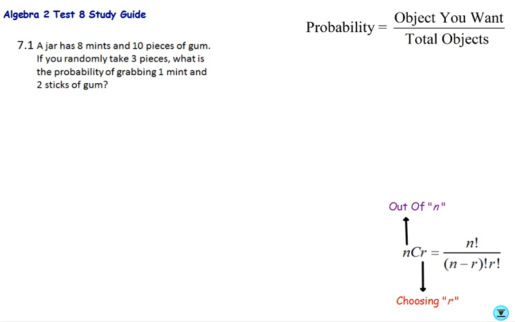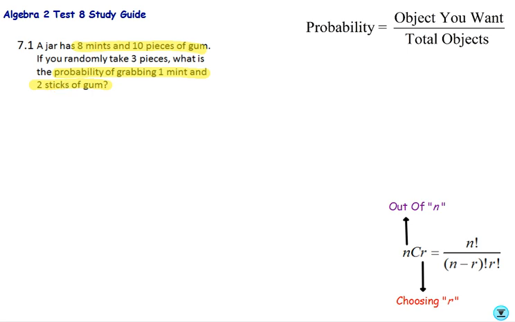So let's take a look at what we're dealing with in the problem. So there's 8 mints and 10 pieces of gum. And then if you randomly take 3 pieces, what is the probability of grabbing 1 mint and 2 sticks of gum? Well, see, where this is more complicated is because with the 10 pieces of gum, for instance, it doesn't matter which 2 sticks of gum I grab of the 10. So this is where order doesn't matter. So this is where this is a combination.